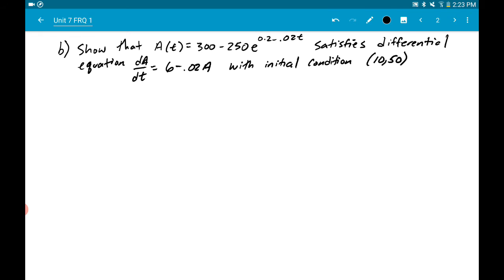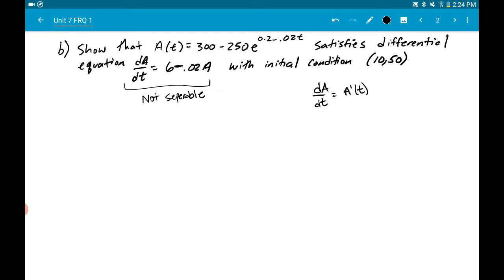Moving on to part B, it says show that A of t equals this exponential equation satisfies the differential equation dA/dt with initial condition (10, 50). I thought this was the trickiest part of all three of them, just because this is not separable. If you tried to solve this by separating the variables, you had a hard time because of this minus sign in here. But we do know, just with the notation, that dA/dt is the derivative of A with respect to t.